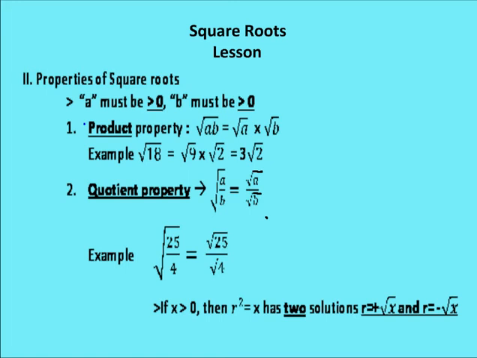So again, if x is greater than 0, then r squared equals x has two solutions. r is equal to plus the square root of x, and r is equal to the negative square root of x.